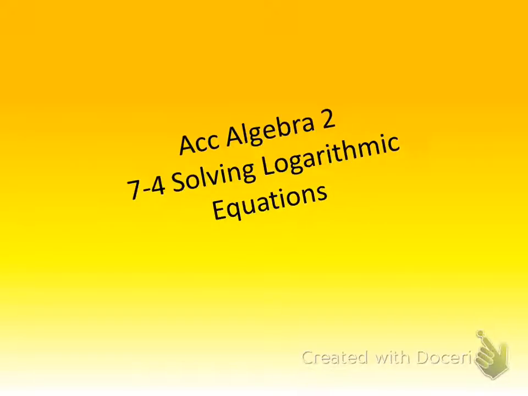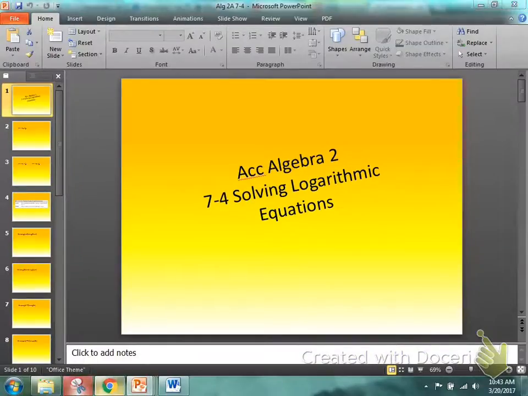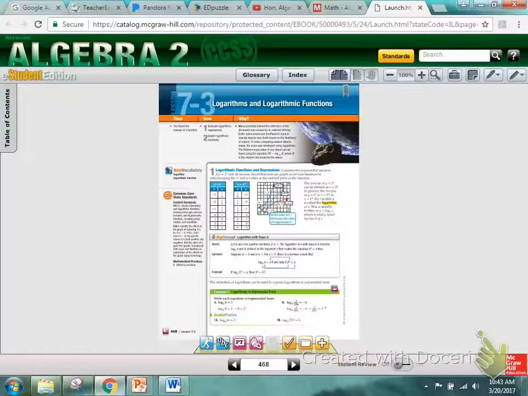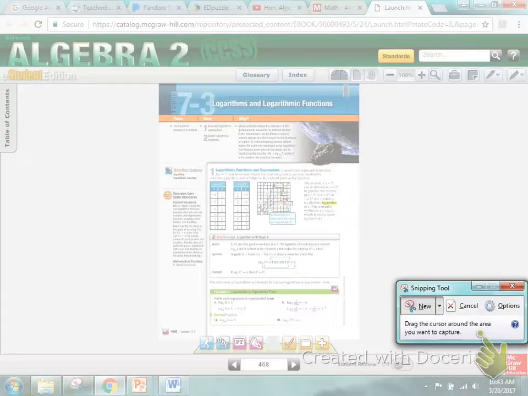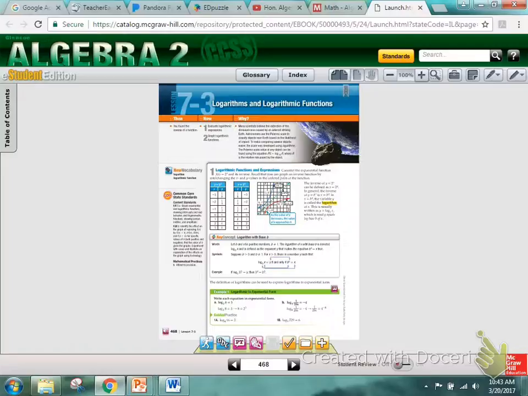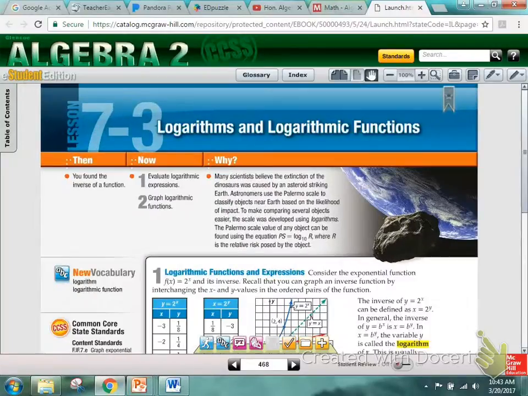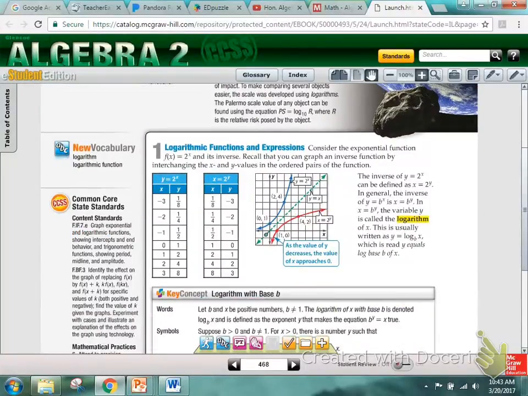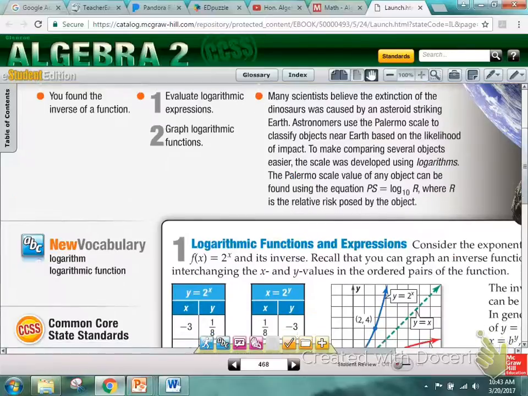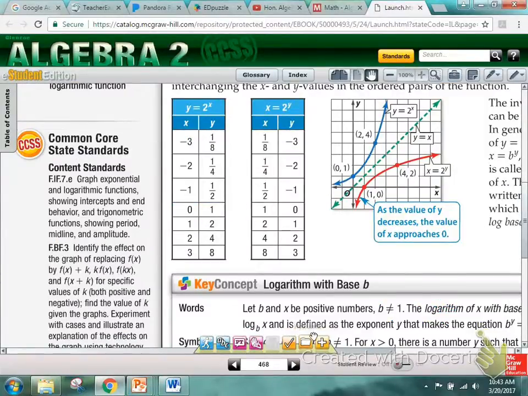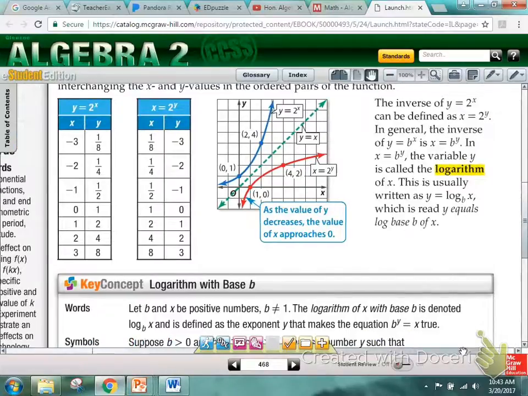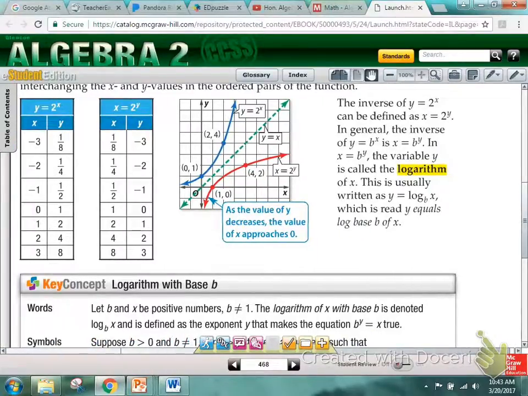Solving logarithmic equations. Before we start this, I'm going to show you something that I didn't show you the other day, something that maybe I should have, but I decided to cut it out: the graph of a logarithm. Guys, stop talking. I'm zooming in on right here.